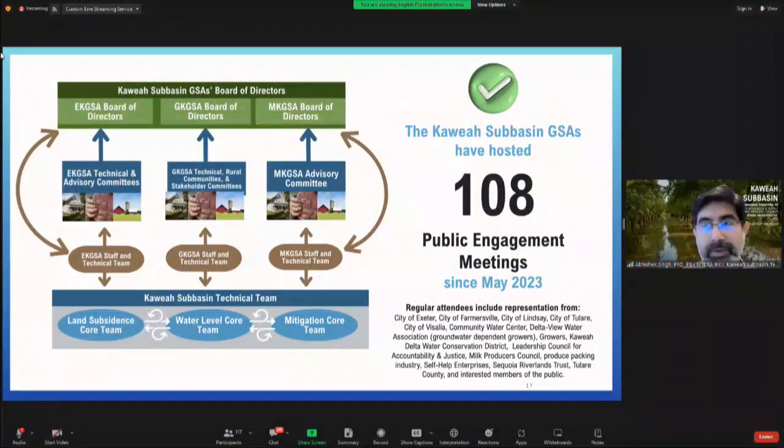So stakeholder input has been foundational to this process. Local control is the core of SGMA. So in keeping with that, the Kaweah Subbasin has developed an extensive stakeholder engagement framework. We have several technical advisory councils and advisory councils, including a diverse set of stakeholders: growers, NGOs, municipal entities. Just to give you an example, to date, we have had 108 meetings, and we continue to have these meetings as we move forward with additional GSP updates and implementation. Next slide.